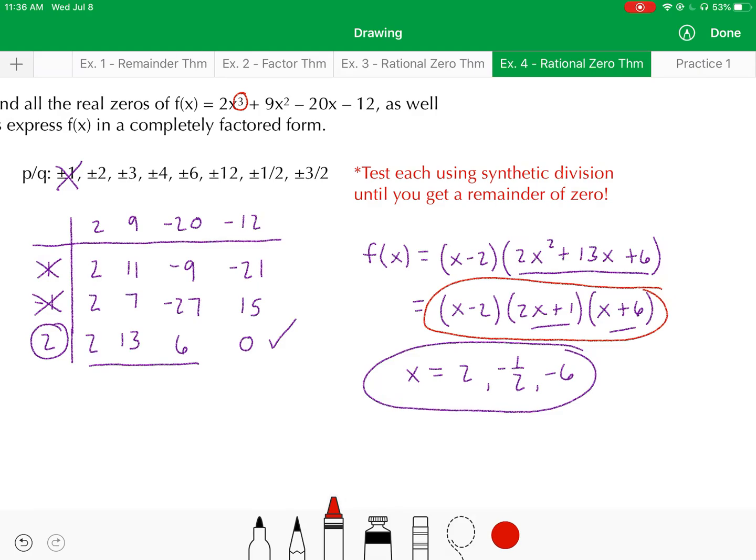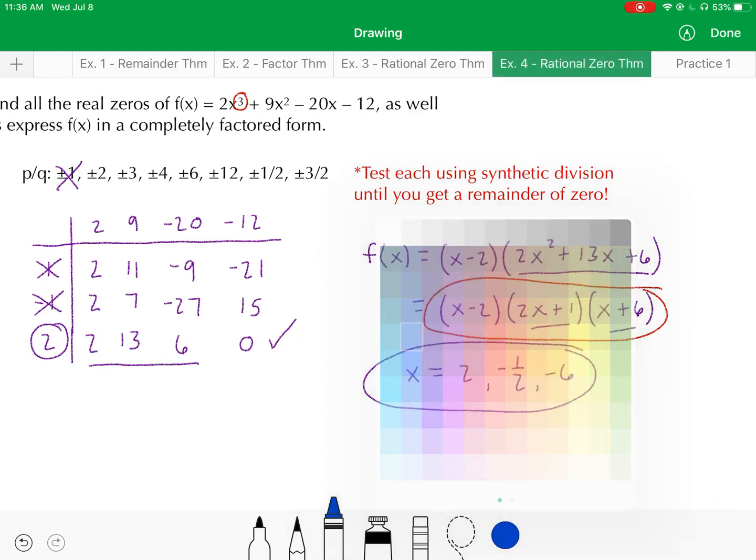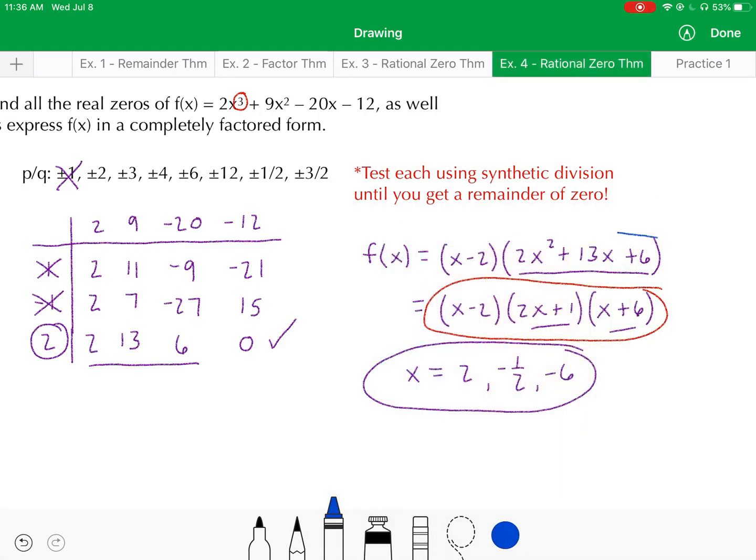Last thing I want to talk about is what if this quadratic of 2x squared plus 13x plus 6 had not factored, okay? Well, if it hadn't factored, then that tells me that the remaining zeros are not rational zeros, but are instead either irrational or complex. And how would I find those? Well, I would just use the quadratic formula on that, okay?